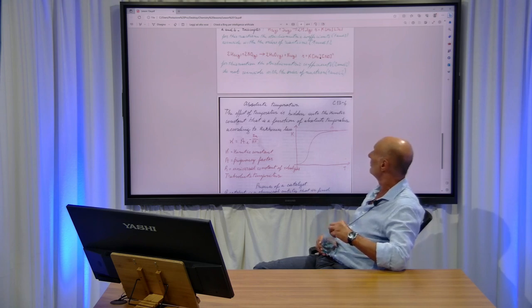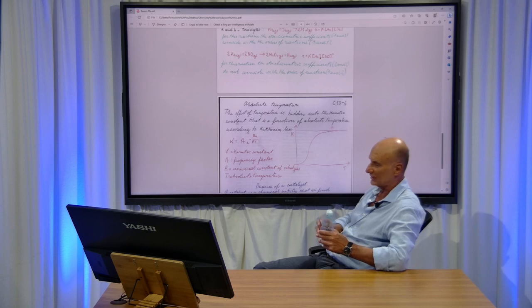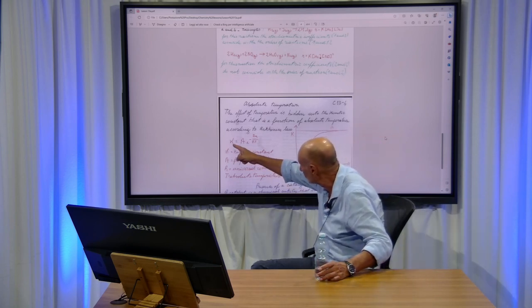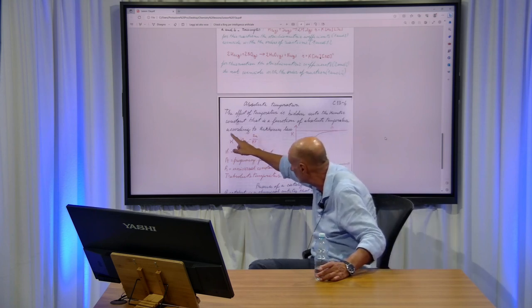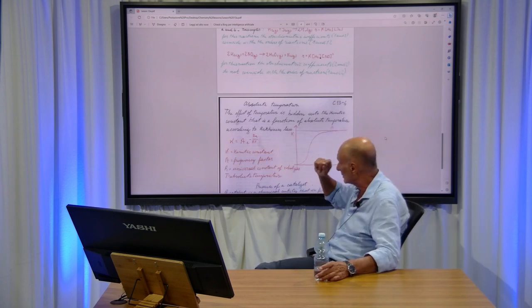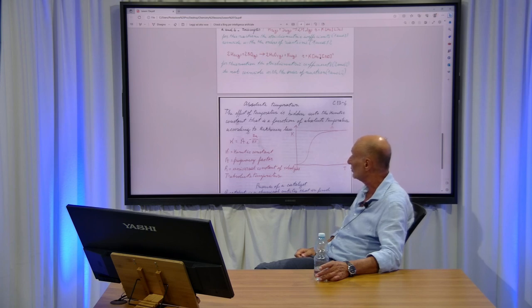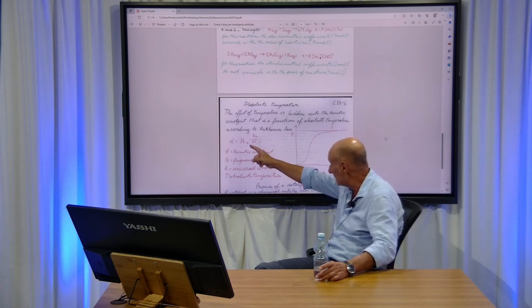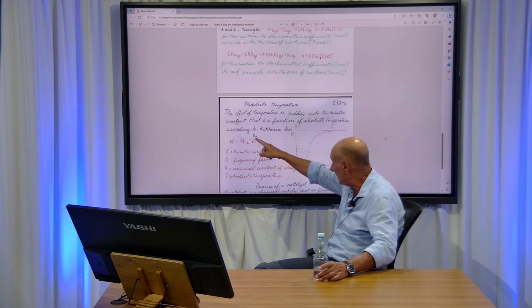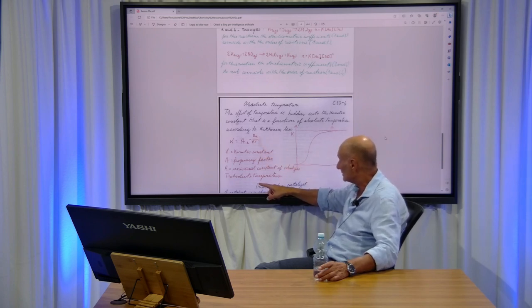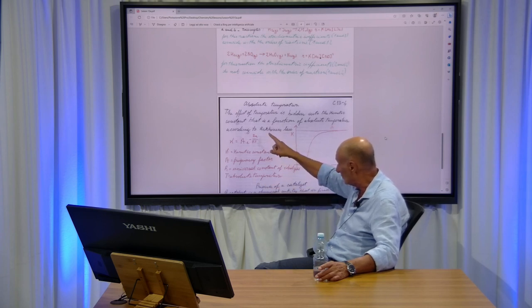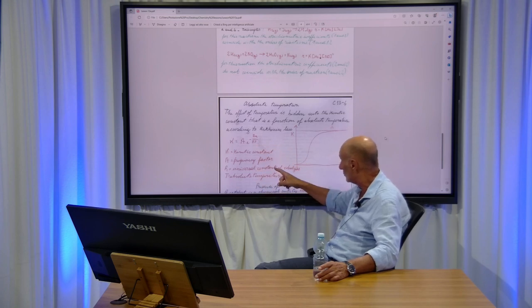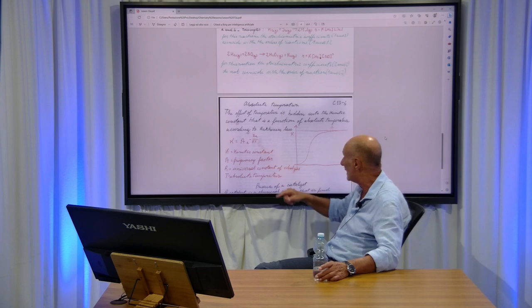The dependence of the speed of reaction on the temperature is hidden in this constant K, which is called the kinetic constant. Actually, the kinetic constant is a function only of the absolute temperature according to this law. The kinetic constant K is equal to the product of another constant A, which is called the frequency factor, which multiplies e elevated to minus Ea over RT, where Ea is the activation energy of the reaction, R is the universal constant of ideal gas, and T is the absolute temperature.